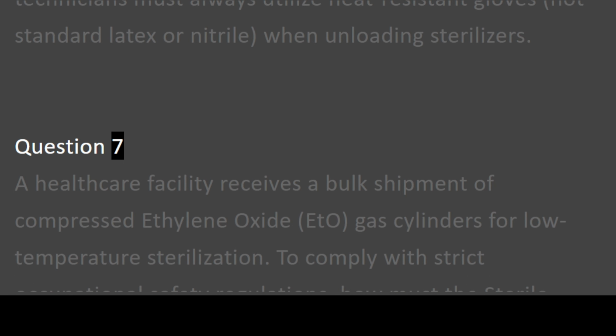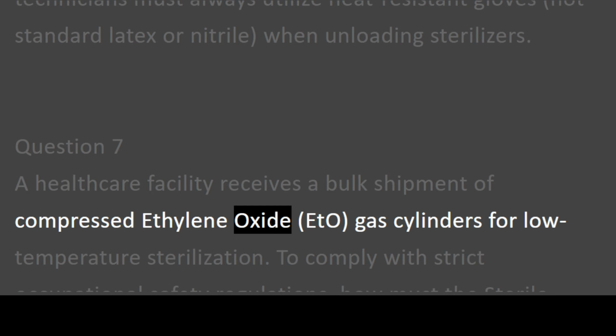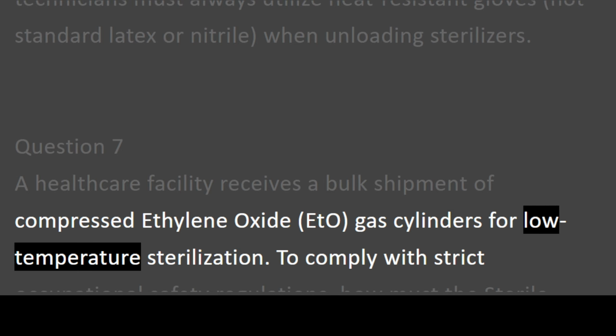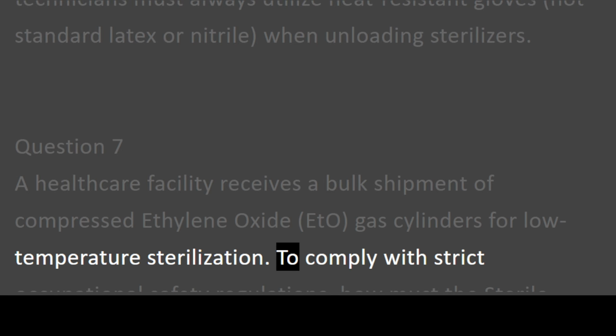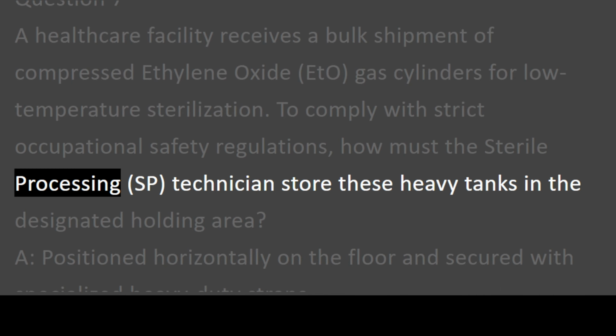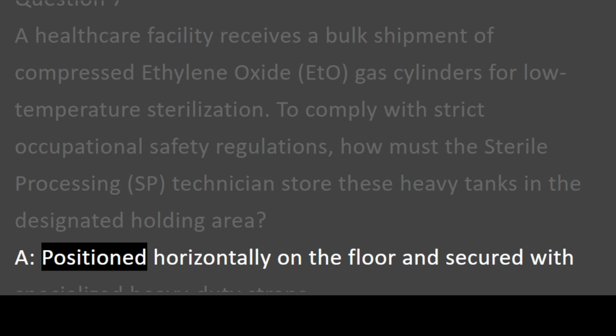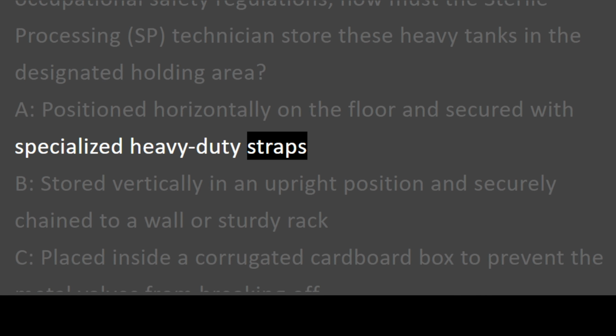Question 7. A healthcare facility receives a bulk shipment of compressed ethylene oxide (ETO) gas cylinders for low-temperature sterilization. To comply with strict occupational safety regulations, how must the sterile processing (SP) technician store these heavy tanks in the designated holding area? A. Positioned horizontally on the floor and secured with specialized heavy-duty straps.